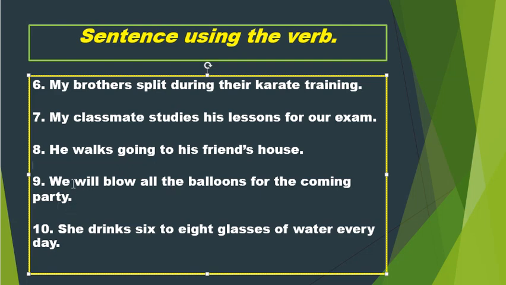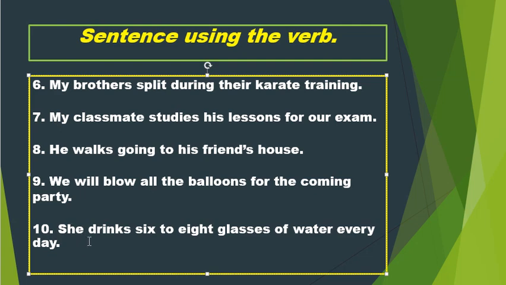Okay, next, number 9. We will blow all the balloons for the coming party. From the word will, this shows that this one here is the future, and from the word coming. Again, our subject is we, so our verb must be in plural form, without S. So all the balloons for the coming party. So maybe it is a birthday party.